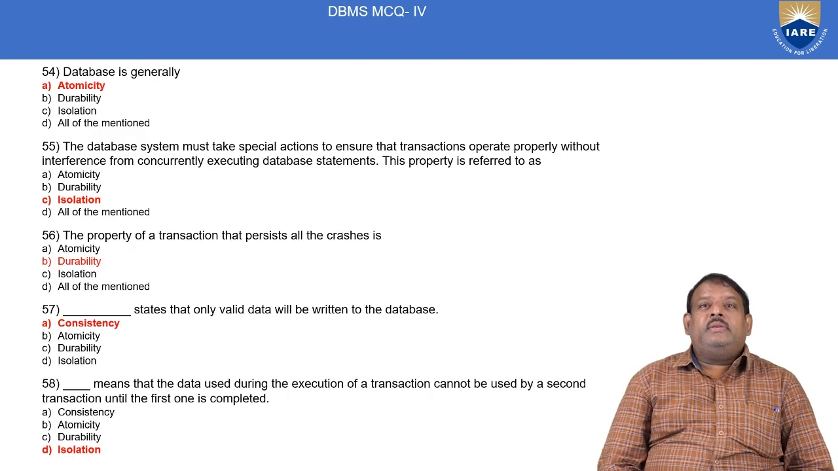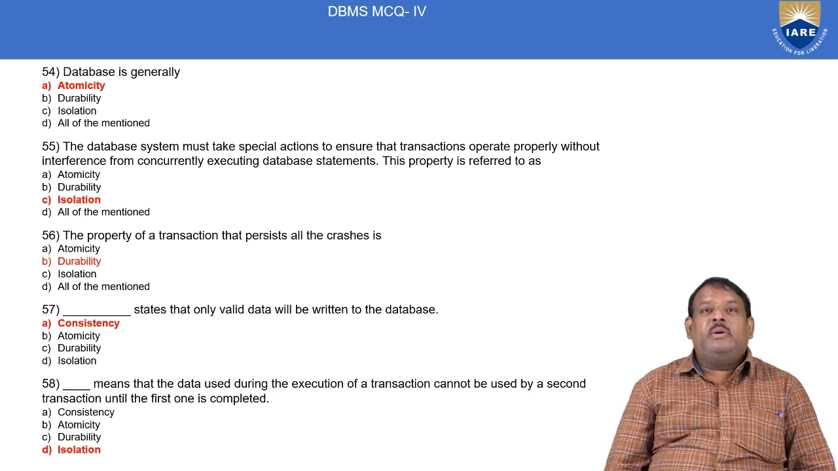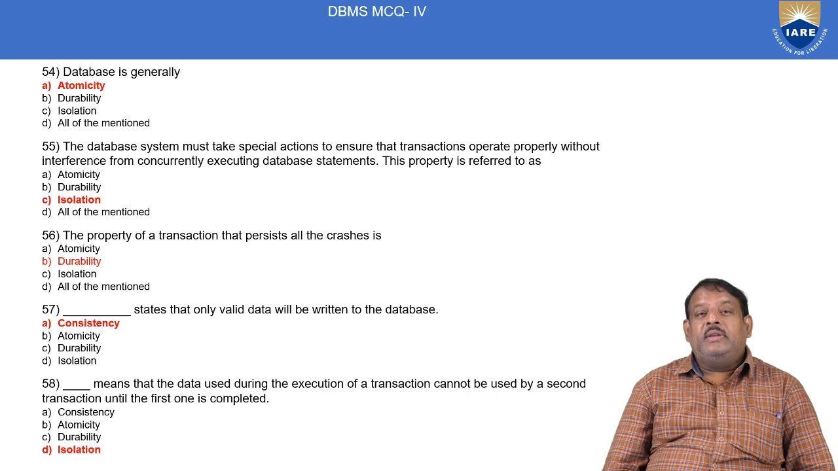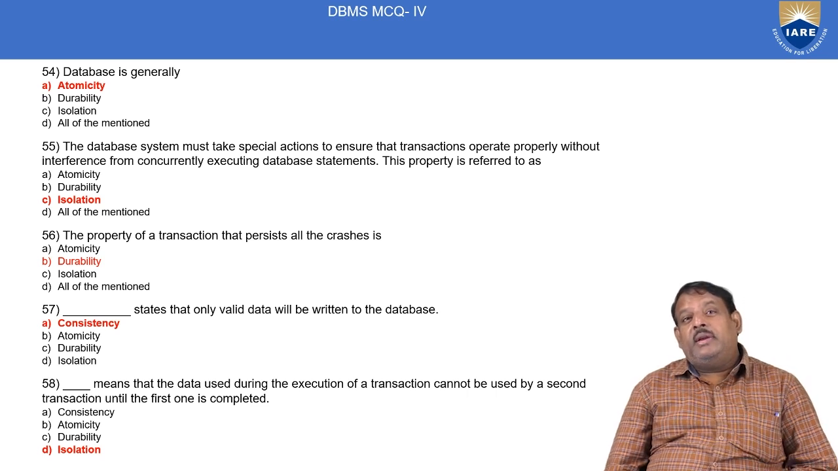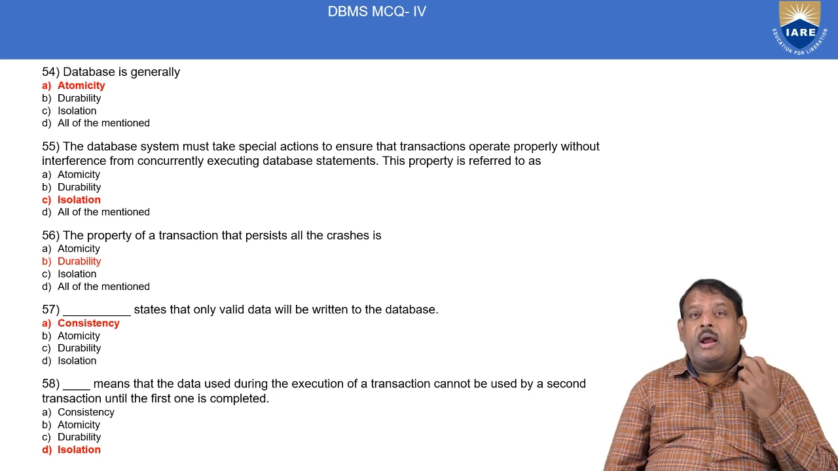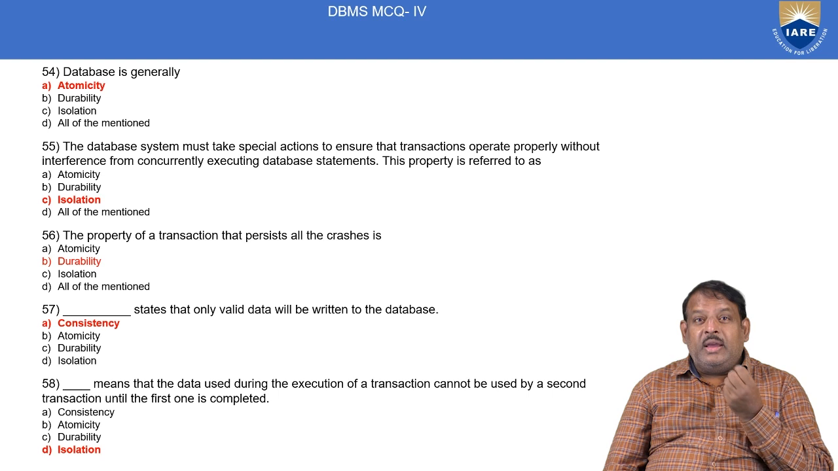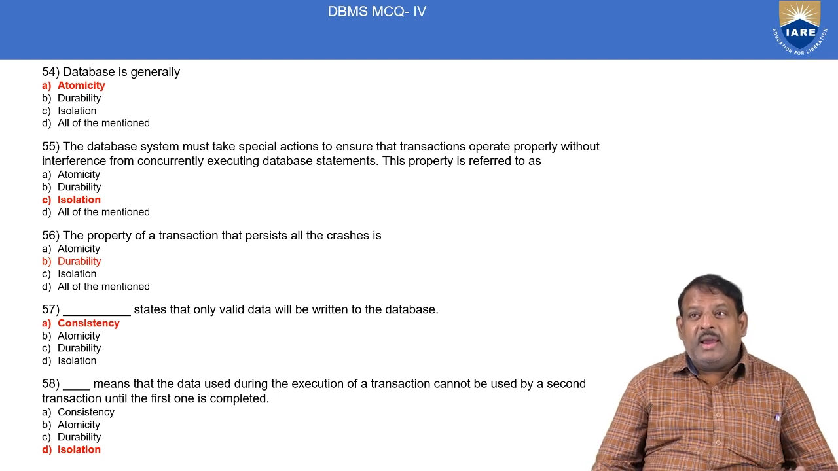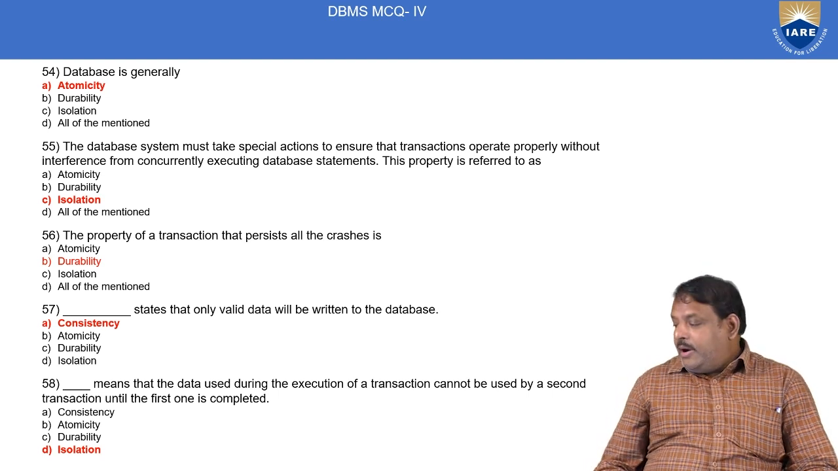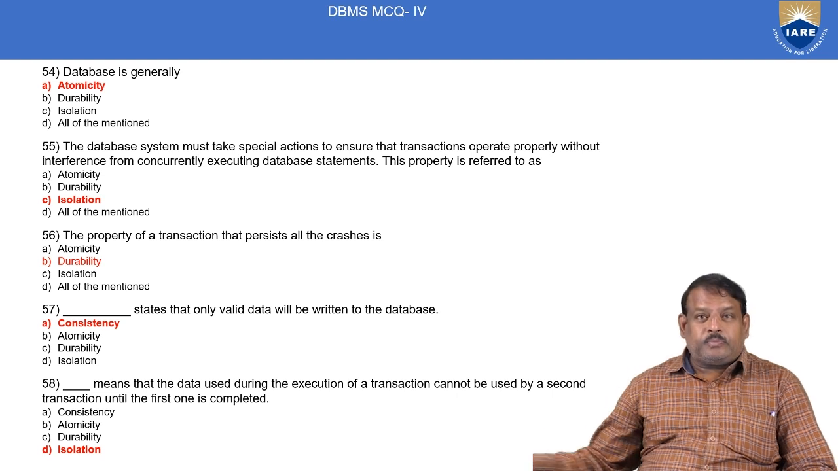A database is generally durability, isolation, and all of them are mentioned. It is atomicity. When you talk about normalization, we have discussed the term atomicity. It means every record is a unique record. So your database is atomic.